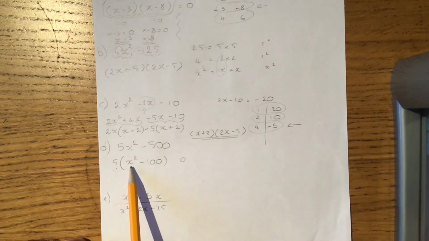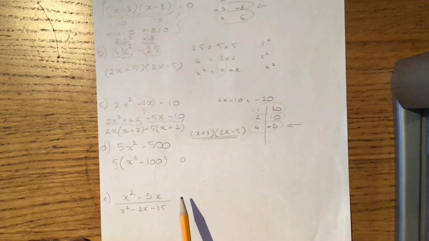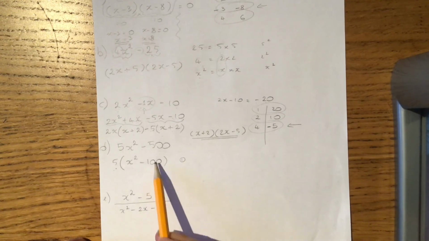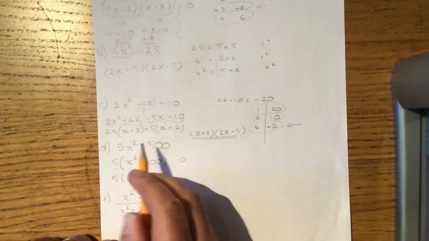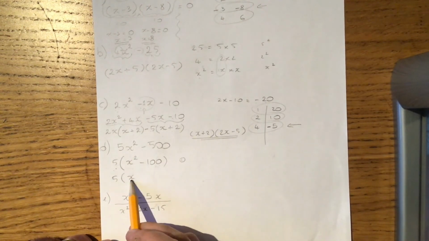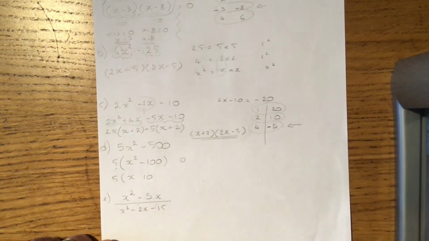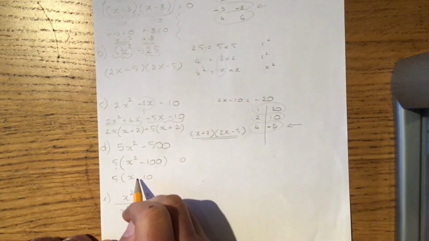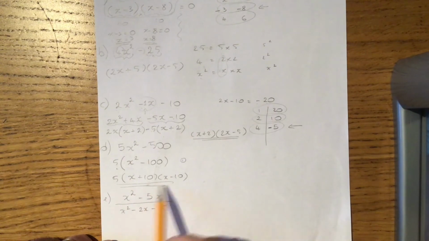The second step will be spotting that this is now the difference of squares, because x squared is the square of x, and 100 is the square of 10. 10 squared makes 100, x squared makes x squared. So the 5 stays where it is. We say that x squared will make x squared, 10 squared will make 100, and the same way we've done up there, 1 positive, 1 negative, and that is the final answer.